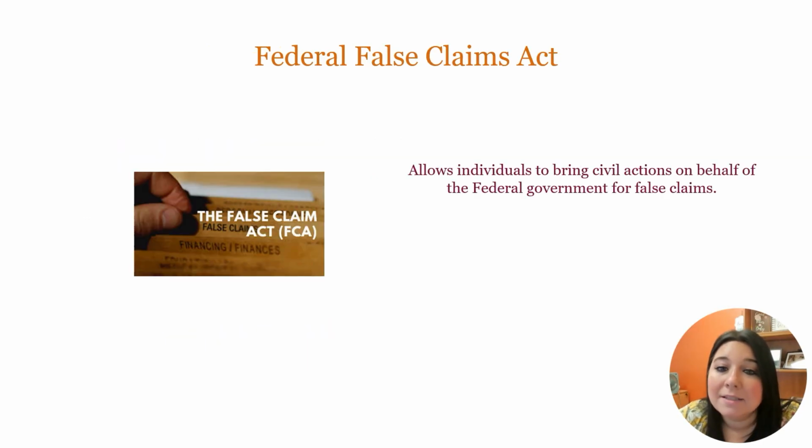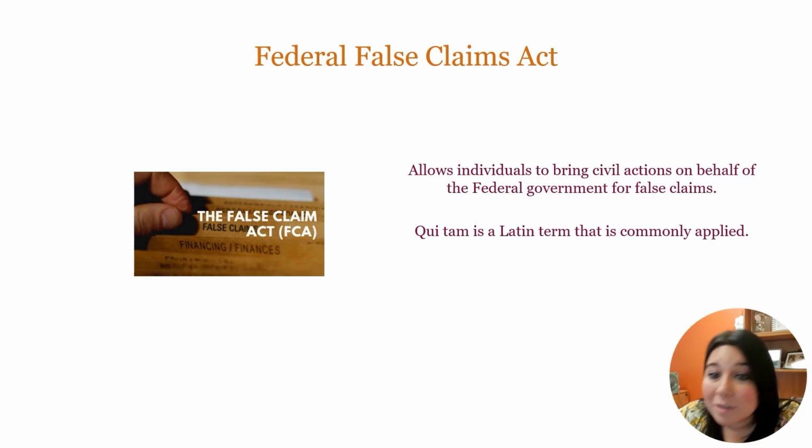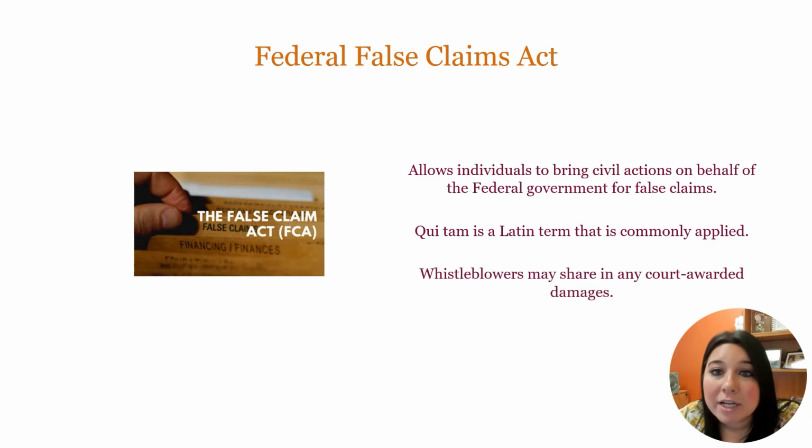This allows individuals to bring civil actions on behalf of the federal government for false claims. Qui tam is a Latin term that is commonly applied. This is a whistleblower concept in the United States legal system, where it allows individuals who blow the whistle on fraud against the government to receive all or part of the financial recovery received by the government. In a qui tam action, a relator brings an action against a person or company on the government's behalf, and then the government, not the relator, is considered the plaintiff. Once the court proceedings are decided, whistleblowers may share in any court-awarded damages.